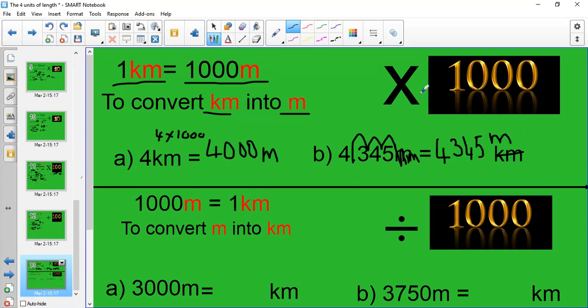Okay, do we see how I've done that? Because I've moved my decimal point forward to the right 3 spaces. So 4.345 kilometers becomes 4,345 meters. That's if you're changing kilometers into meters. If you're working with meters and you're wanting to change them back into kilometers, we divide by 1,000. So if the number has 3 zeros in it, you can take the 3 zeros off, or you're moving the decimal point backwards 3 spaces.